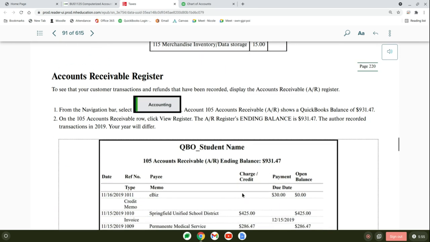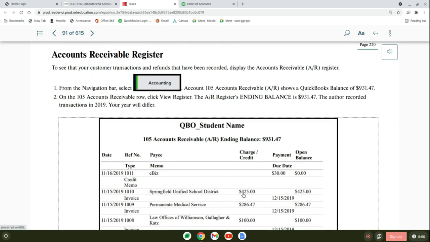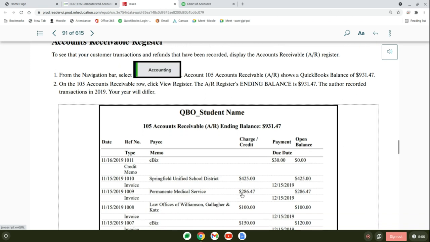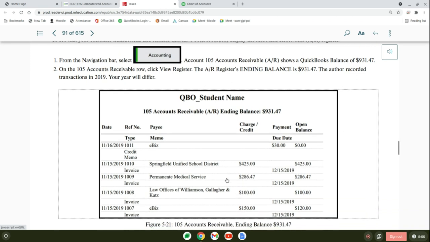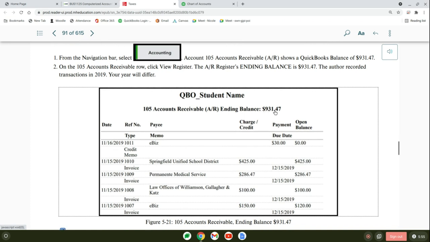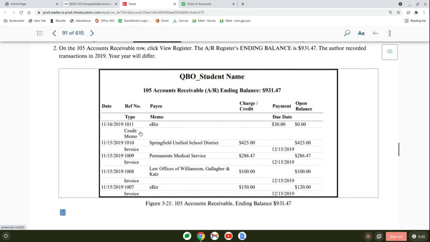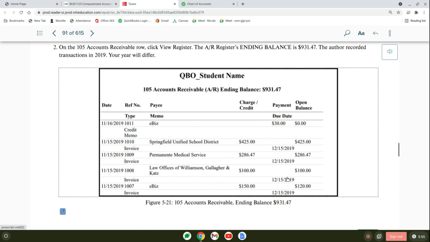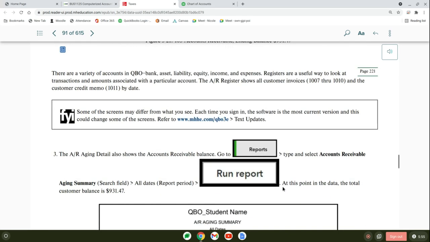So now they want us to look at our accounts receivable register. If you were to go to accounting and then double click on your accounts receivable account, you should see that the balance is $931.47. And if you were to drill down on the register, it would show you exactly the companies that you have there and for how much. And you'll also see that credit memo there as well. I'm not going to do that, I'm just showing it to you in the book. You can certainly do that.